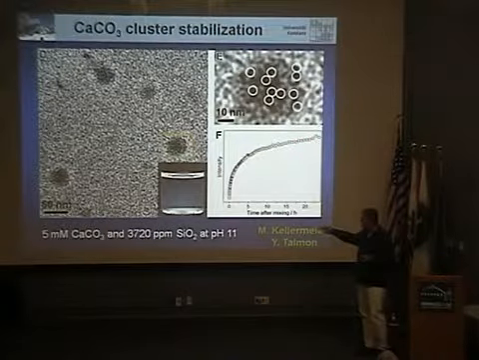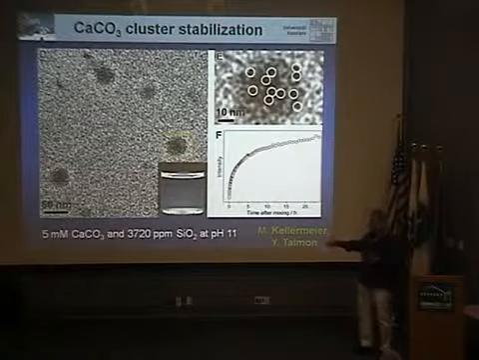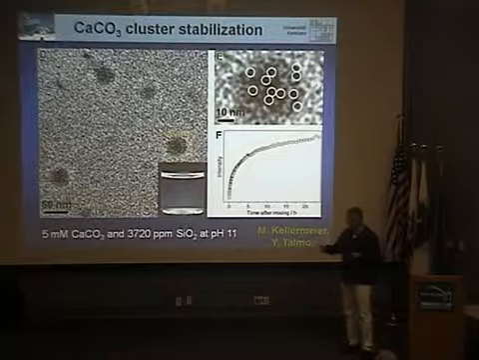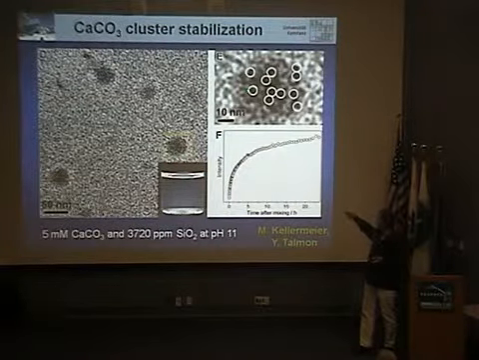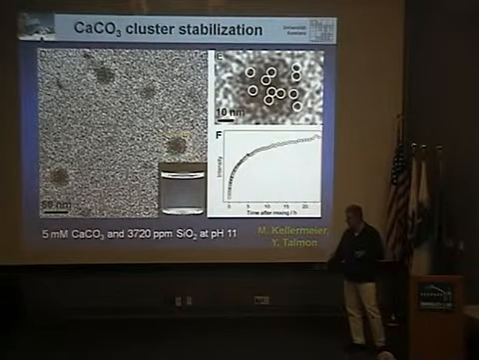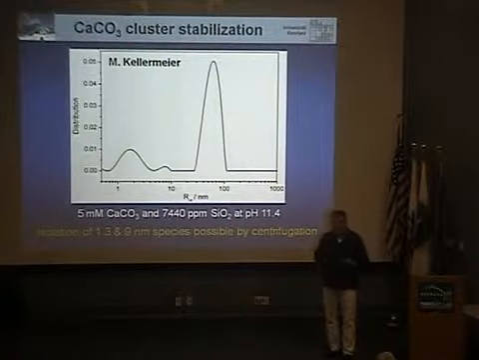This means clusters aggregate. You can see that in cryo-TEM. And you also see that the solution starts to get opaque. So these are aggregates of about 60 to 100 nanometers in size. And you can see them here, but they are composed of individual clusters. Now, if you increase the silica concentration, then you are able to stabilize the clusters and to prevent the aggregation.